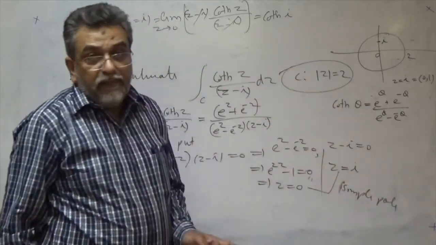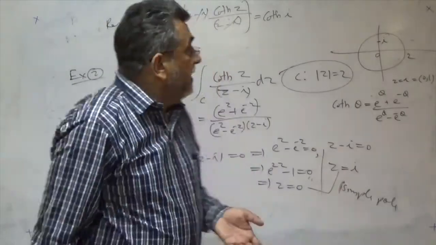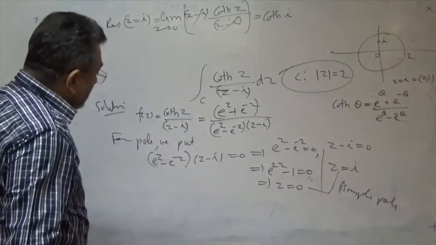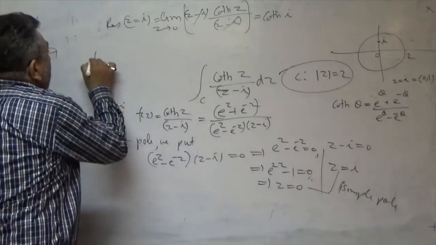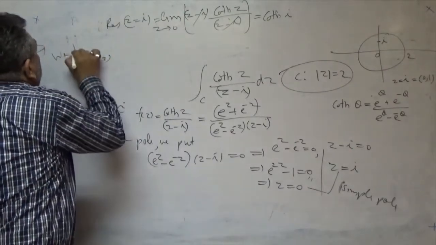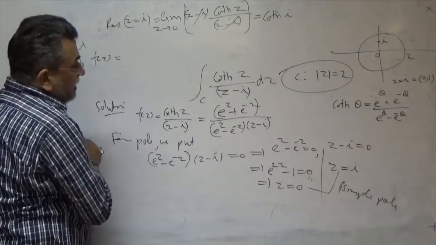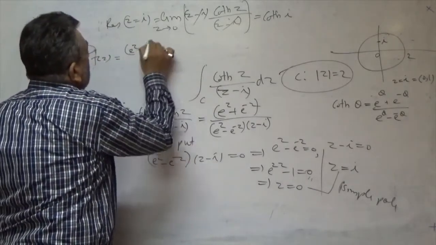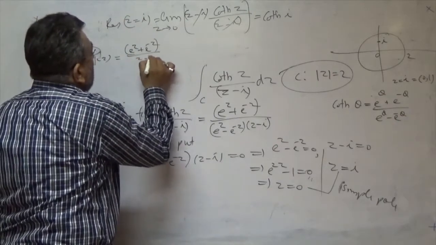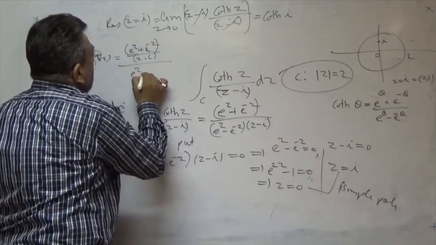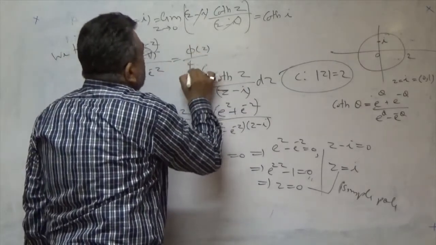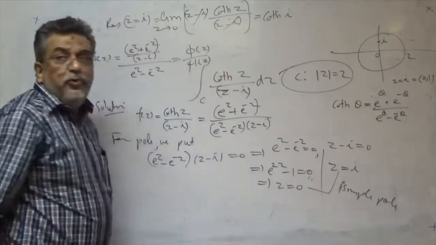Z equal to 0 is a simple pole. So we have also a method of expressing a given function as a rational function, as a ratio of two functions like that. If we take phi z equal to e to power z, e to power minus z upon z minus I whole upon e to power z, e to power minus z. This is a function like that, phi z upon psi z, ratio of two functions.